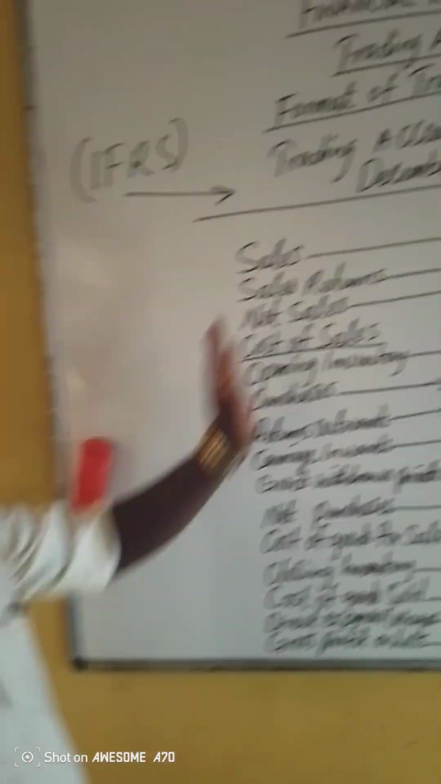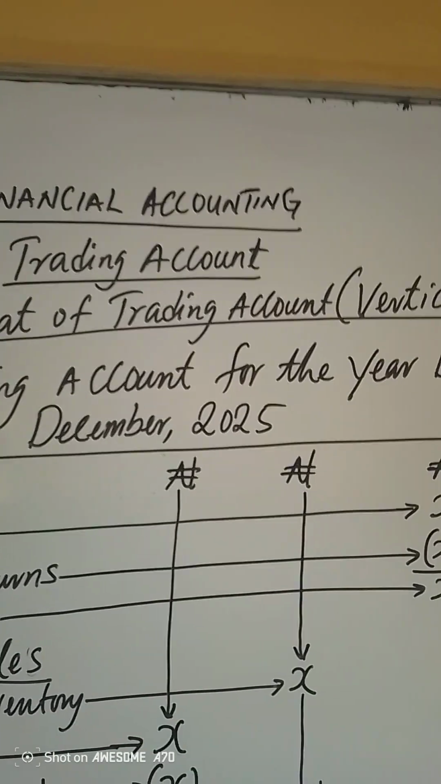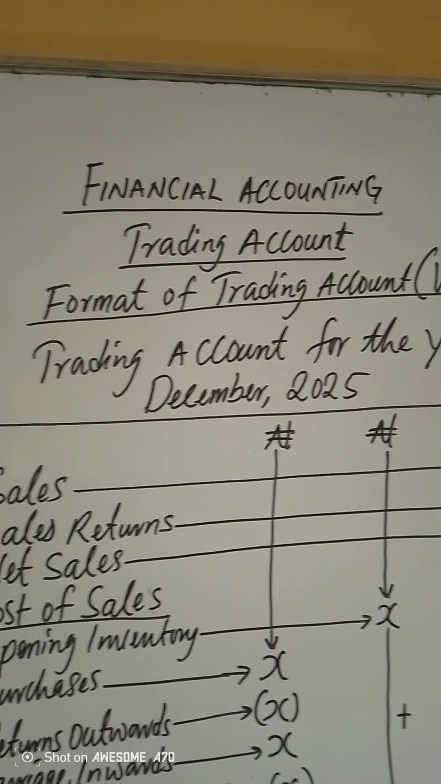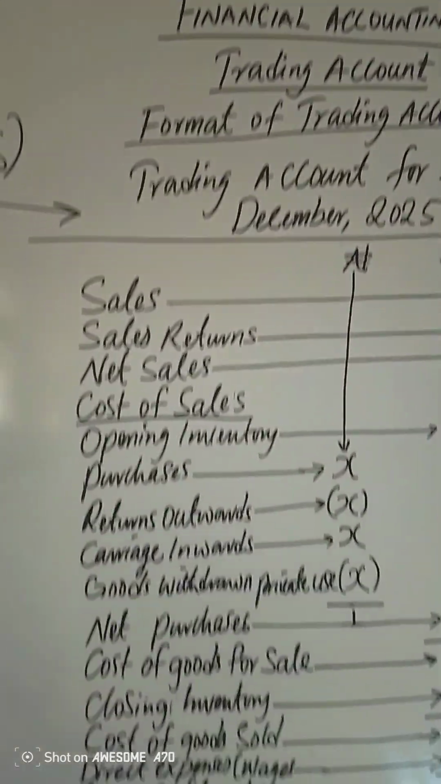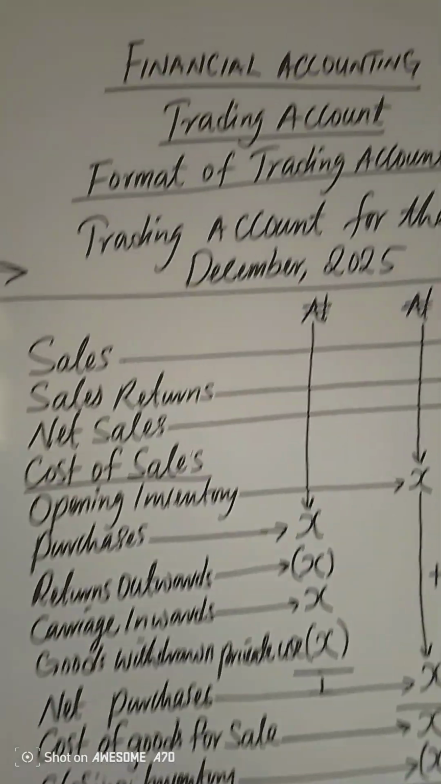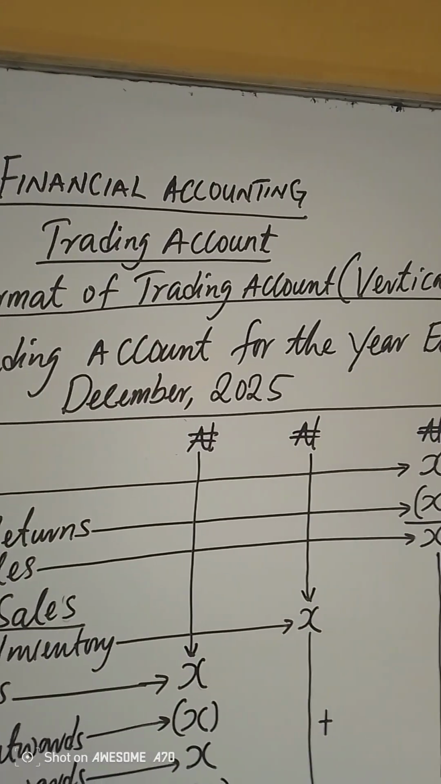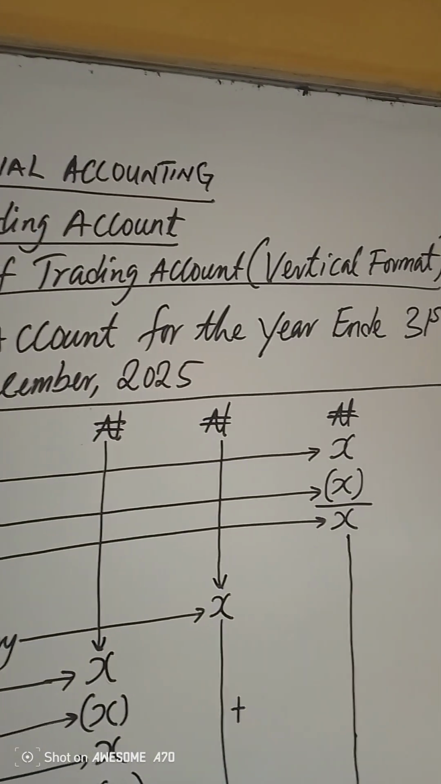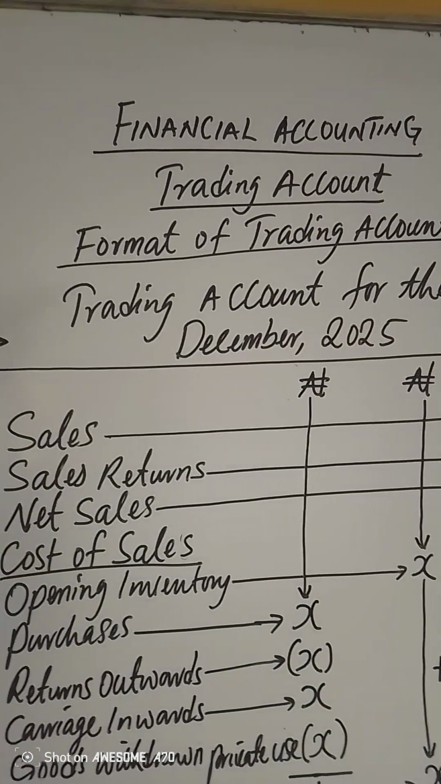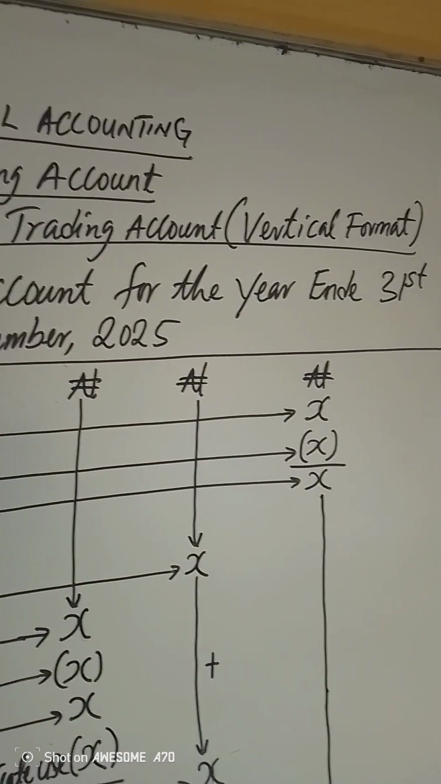In today's video and class, we are going to continue on financial accounting, which is the trading account, one of the statements prepared by a sole trader. Now, I'm going to show you how the format of the trading account is prepared. Mind you, in the previous video, I told you that the statement is divided into sections, and the first section is the trading account, and this is the format, whereby you have the trading account for the year ended December 2025.